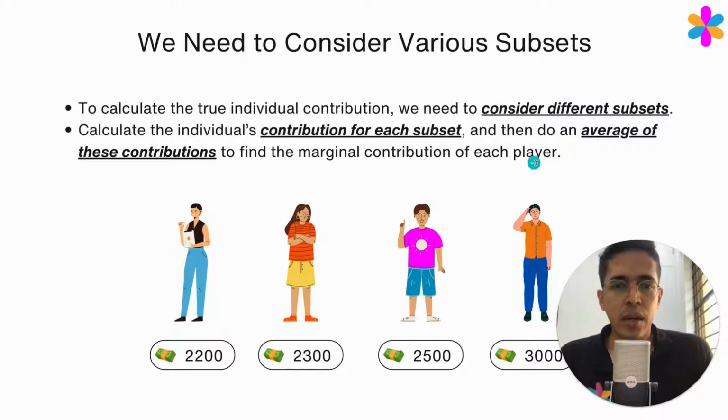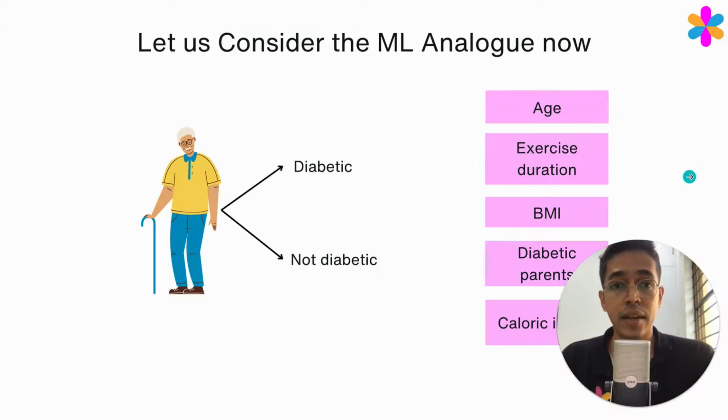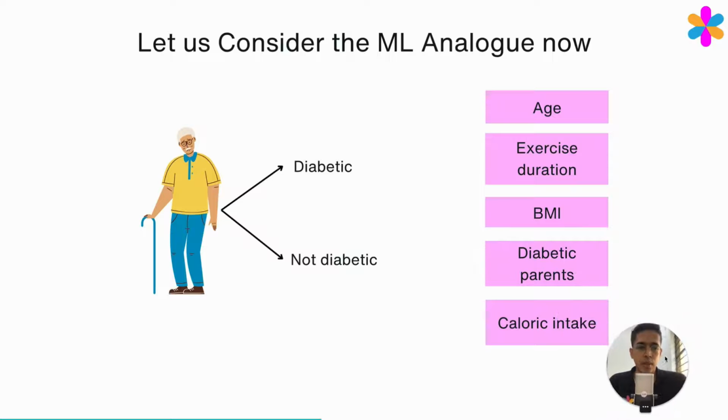So this example of a team game did not have too much relevance to machine learning. So let's now look at the corresponding machine learning analog. Let's say we have an ML model which can predict, based on a person's features, whether this person is diabetic or not diabetic. The features are age, exercise duration, BMI (body mass index), whether they had diabetic parents or not, their caloric intake, which could be normalized by their body weight, etc.